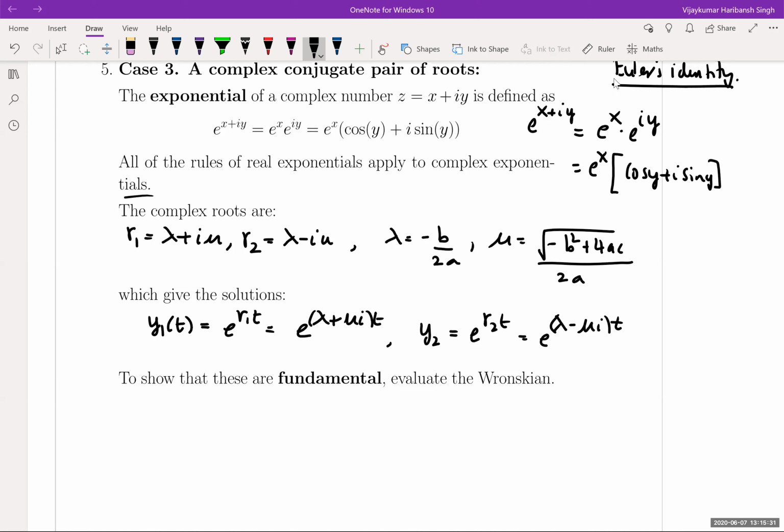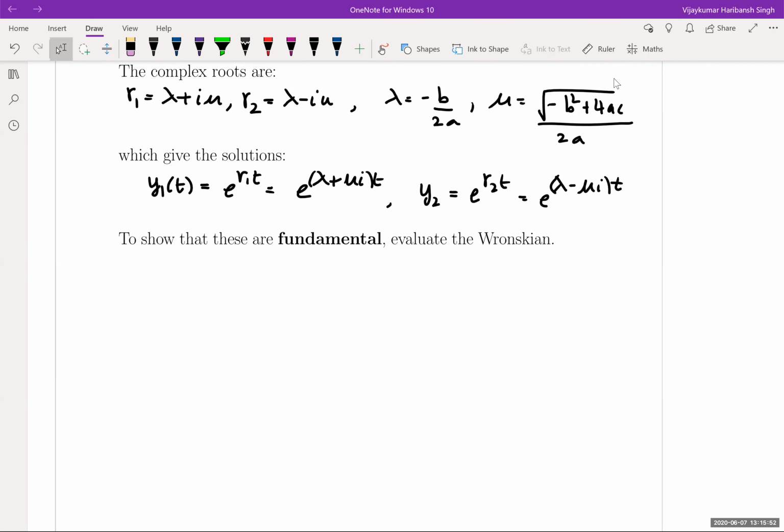Again, we need to check the solution is fundamental. Recall, why are we checking that? Because if you recall from the previous discussion, if you get a fundamental set of solutions, the linear combinations of those give you all the solutions. So the idea is how to get all the solutions, right? So now we want to show that these are fundamental. So let's go and do that.